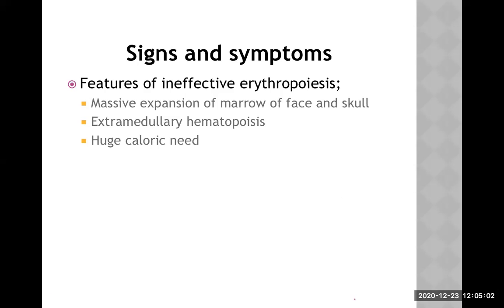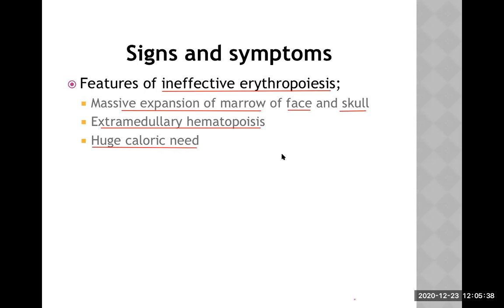Now, because of ineffective erythropoiesis, these are the features you can see. The features are massive expansion of the marrow of face and skull, which we can see very easily. Extramedullary hematopoiesis, because bone marrow is quickly destroying those RBC, and that's why, as a compensation mechanism, spleen and liver are forming the RBC, and there is a huge caloric need of the child, of the patient.